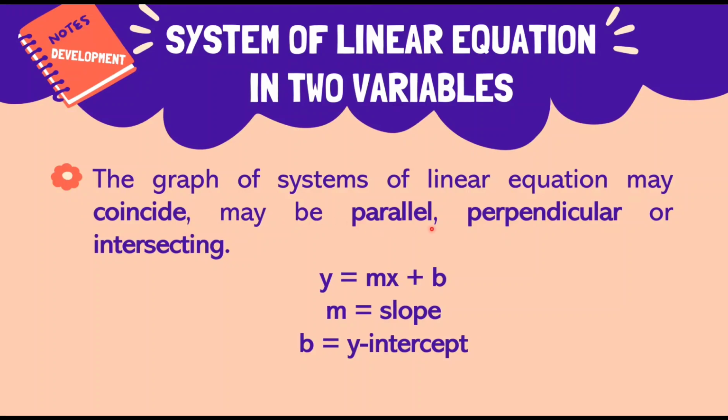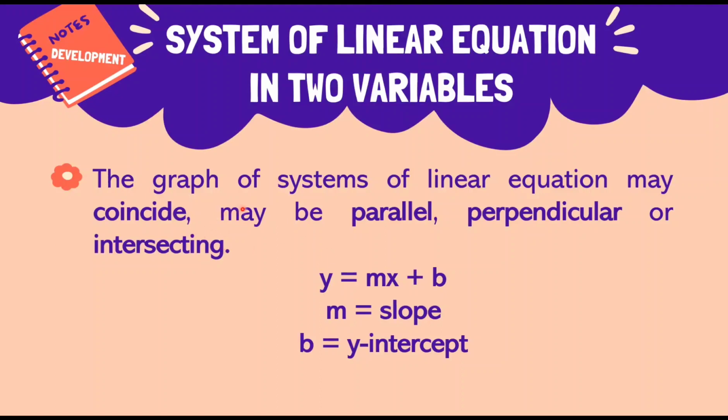It may be parallel. When we say parallel, they do not intersect. And it can be perpendicular or intersecting. So, dito sa perpendicular or intersecting, they intersect at one point. And for perpendicular, it creates 90 degrees or a right angle. While in intersecting, hindi siya nakaka-create ng right angle pero nag-intersect siya at one point.